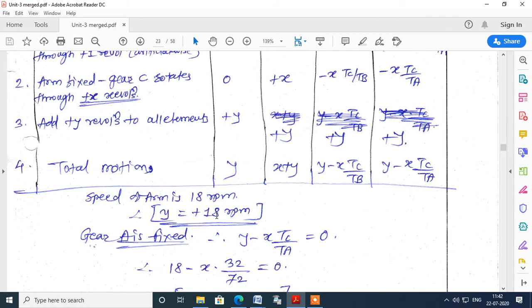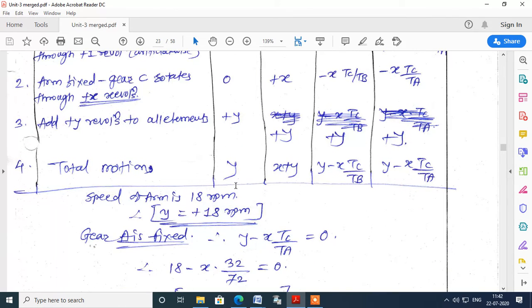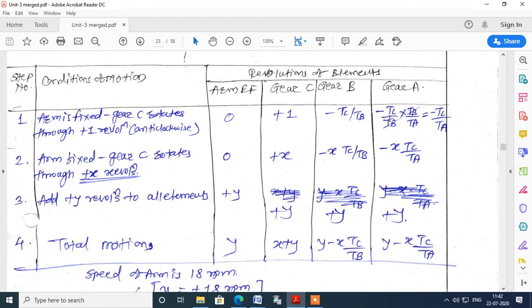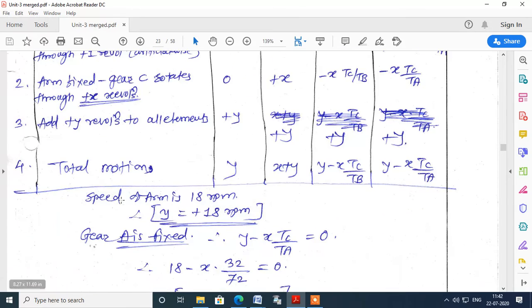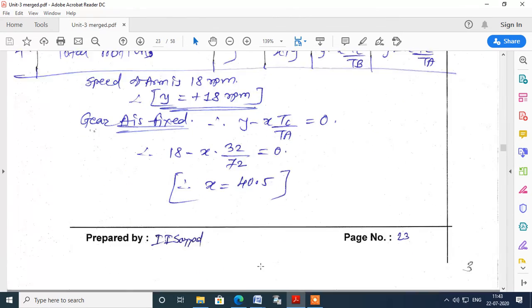Now the speed of the arm is 18 rpm, as mentioned. So Y equals 18 rpm, positive. It is mentioned that gear A is fixed. So what is the speed of gear A? From this table, gear A is Y minus X TC by TA. Since it is fixed, that equals 0. Putting the values of Y, TC and TA, you will get X equal to 40.5.